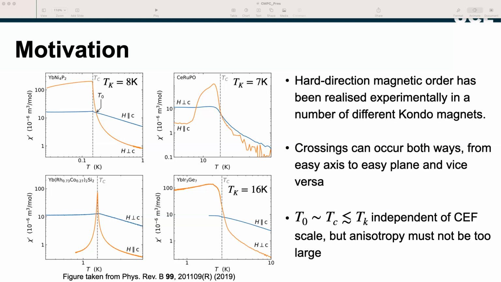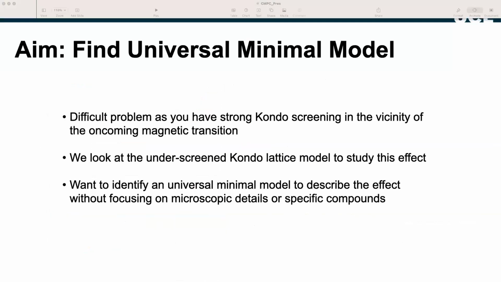And although a lot of these materials have varying degrees of anisotropy, the effect seems to not really depend too much on how strong the anisotropy is, just that there is anisotropy. And yes, the scale for the crossing is always less than TK and around TC. Therefore, our aim would be to determine a minimal model, the simplest possible model that describes this system without considering particular compounds or microscopic details.